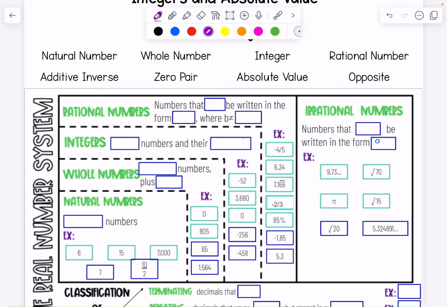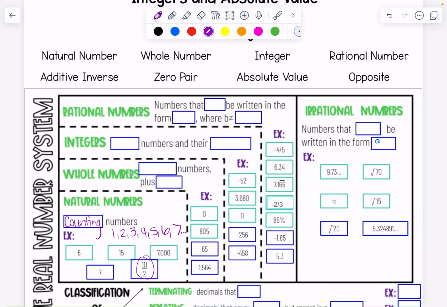Our natural numbers are counting numbers. So when you think back to when you were itty bitty and you first started counting 1, 2, 3, 4, 5, and so on, those are called your natural numbers. So your counting numbers are the natural numbers. Here we have a couple of examples. But notice we have a fraction here, 10 halves.